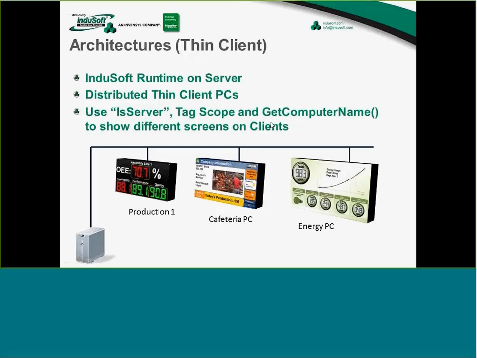And by using that coupled with the function getComputerName, so for example, production 1 might be the computer name for this, cafeteria PC or energy PC might be the names of those computers, or alternatively you could use the IP address. You could determine which client am I, and then take special steps to either open different screens or create special behaviors based on I know I'm not the server and I know I'm this PC, so I need to go get this information from this database or this PLC or this energy monitoring system. So by using that technique, you can cause Secure Viewer to behave differently on different PCs.